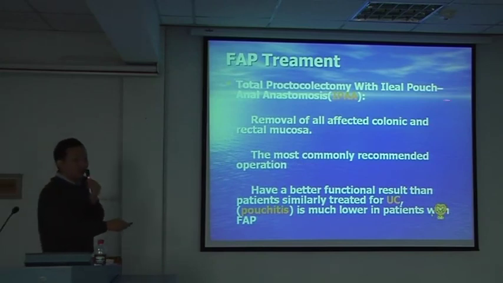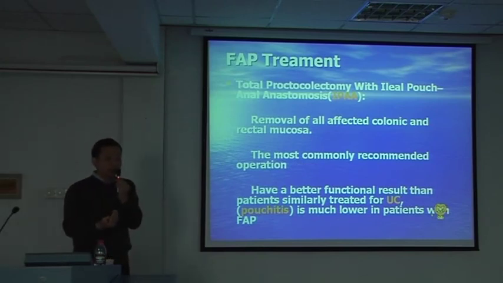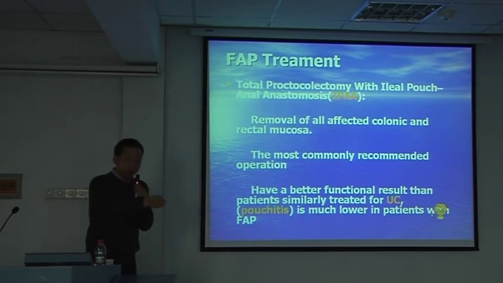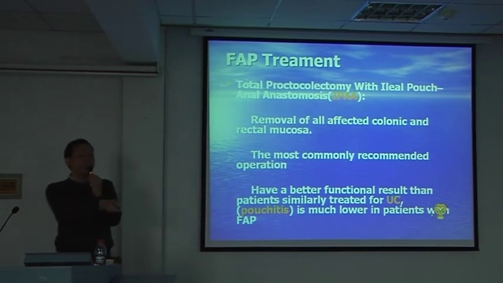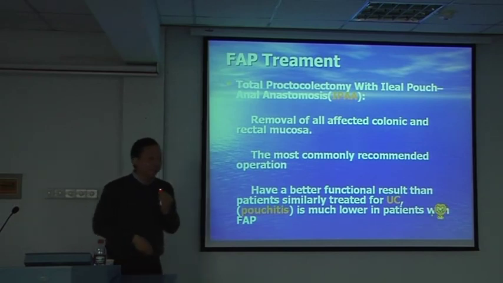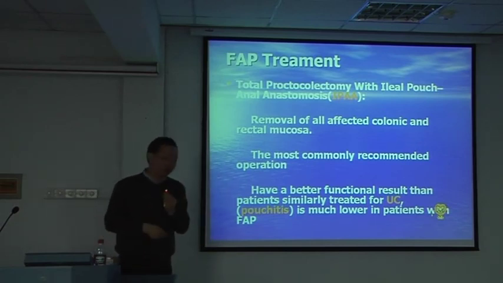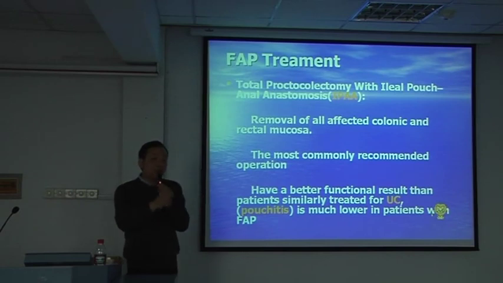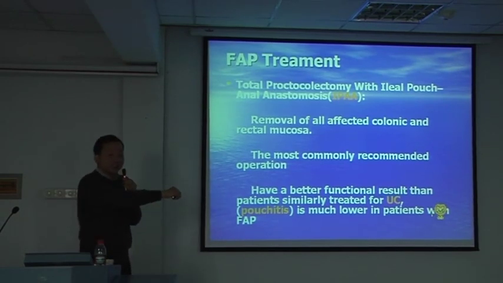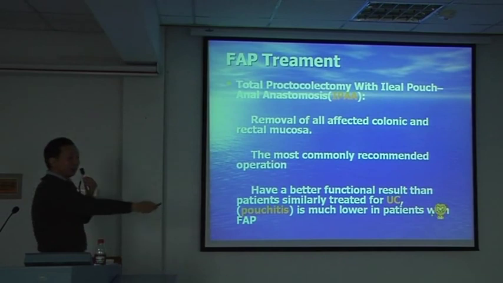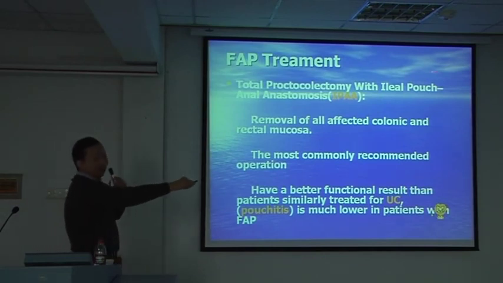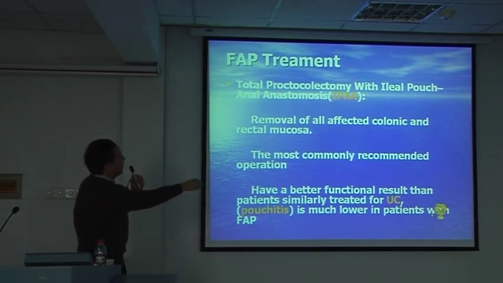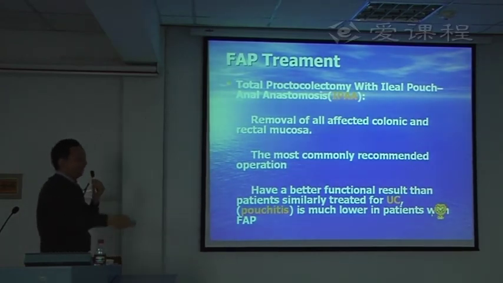So how to treat FAP? We should do the total. What about the duodenal? What about the small bowel? The duodenal rate is very low. Most of the cancer is in the colorectal. So this is why we should give the patient a total colectomy with ileal pouch anastomosis.